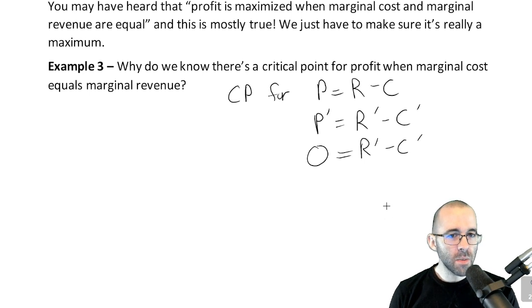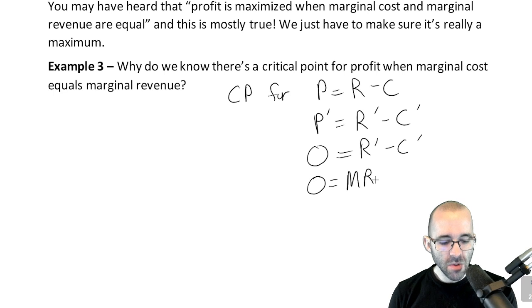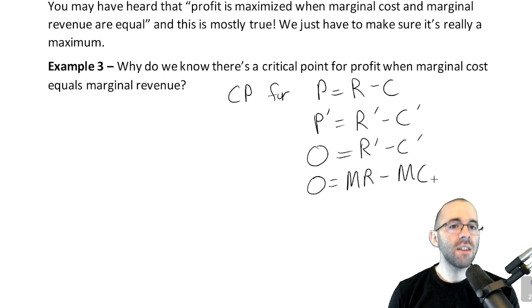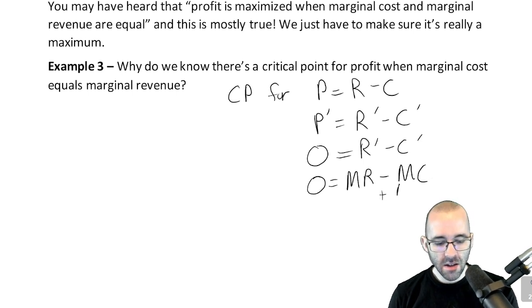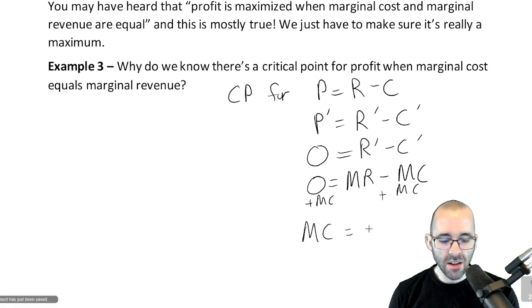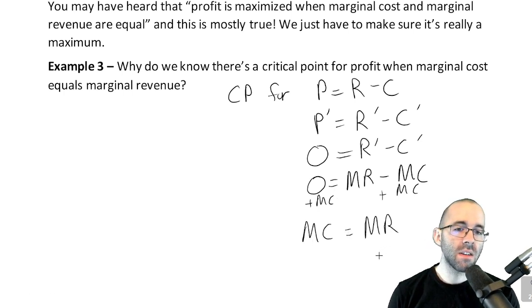Well, what is r prime? What's the derivative of r? That's the marginal revenue. Derivative of c is the marginal cost. So you can see there's a critical point when this is the case. Add marginal cost to both sides. And you can see that there's indeed a critical point when marginal revenue equals marginal cost.